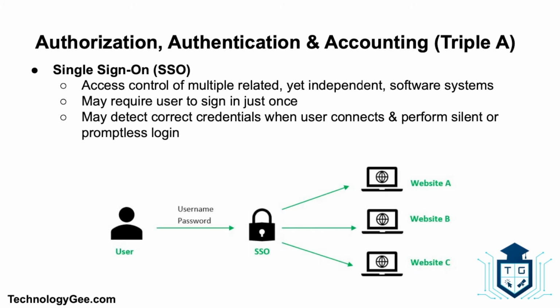Single sign-on, or SSO, is a property of access control of multiple related yet independent software systems. Some SSO implementations require the user to sign in just once, whereas others can detect the correct credentials when the user connects and perform a silent or promptless login. Some of the benefits and risks of SSO include the following.